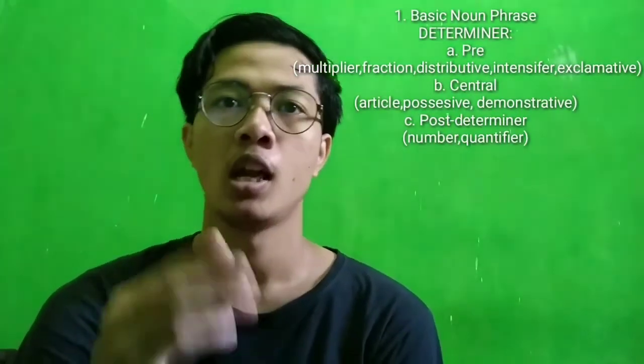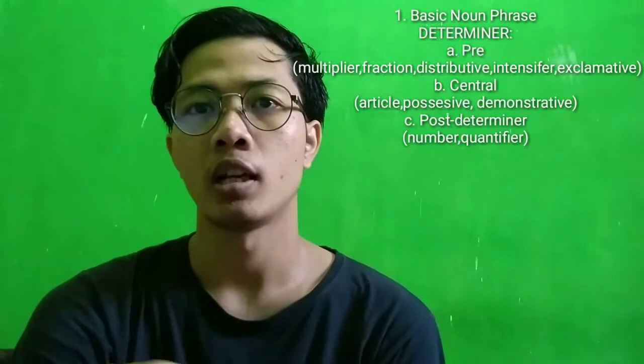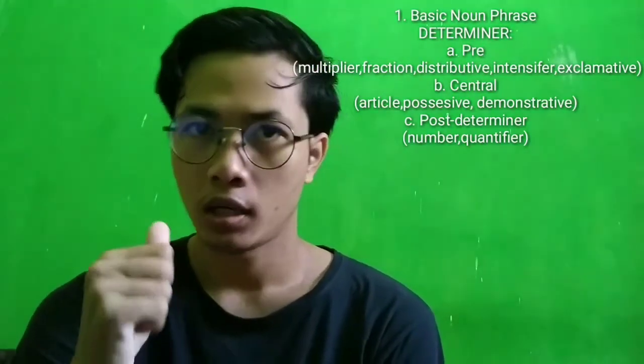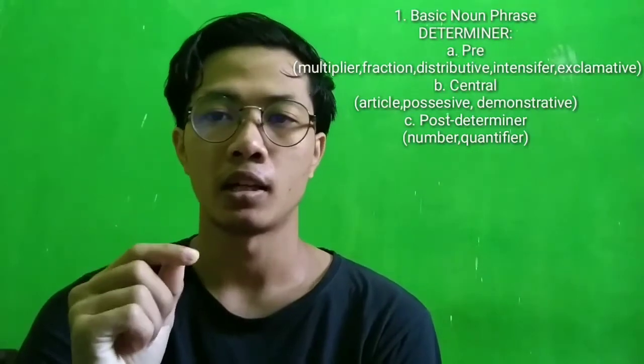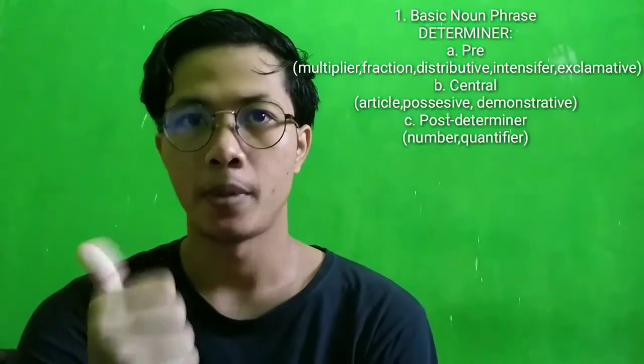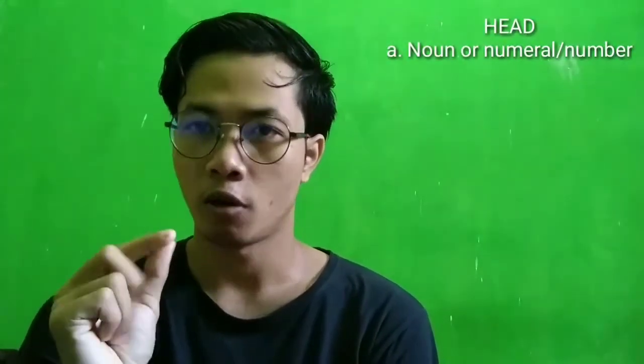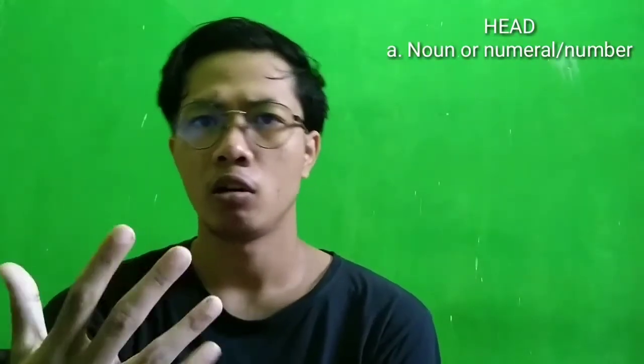The second is types of noun phrase. The first is the basic noun phrase. There are several components that form the basic noun phrase, including the following. First is the determiner, namely pre, central, and also post determiner. And the second component is the head, which is the noun or the number.